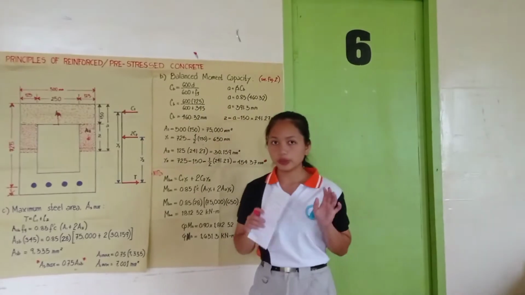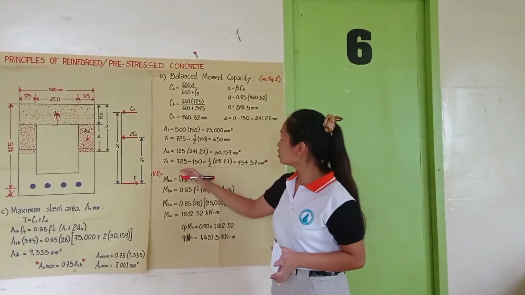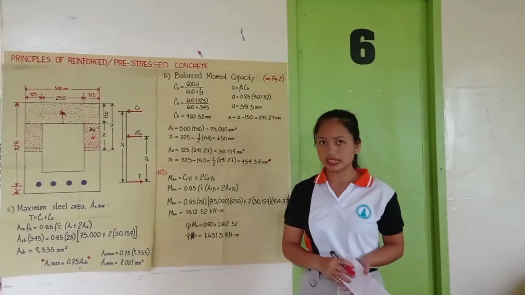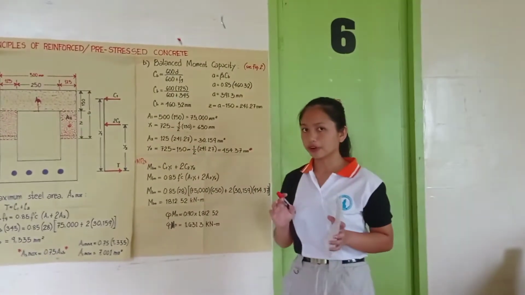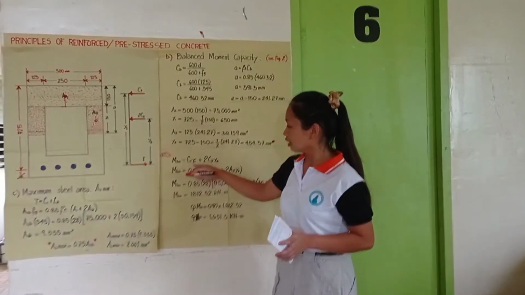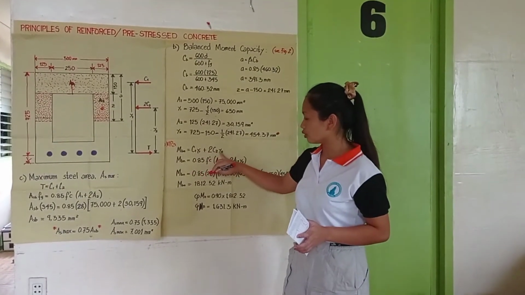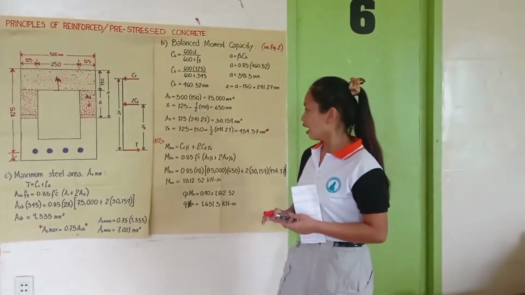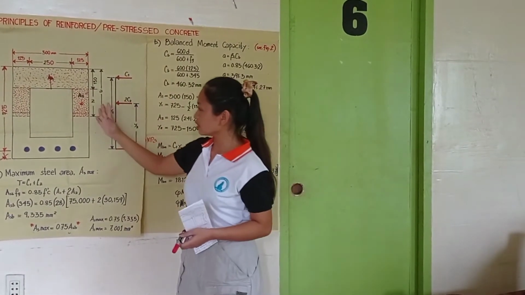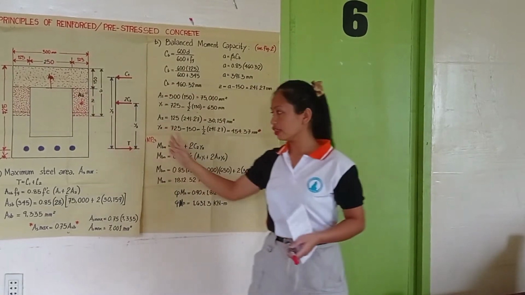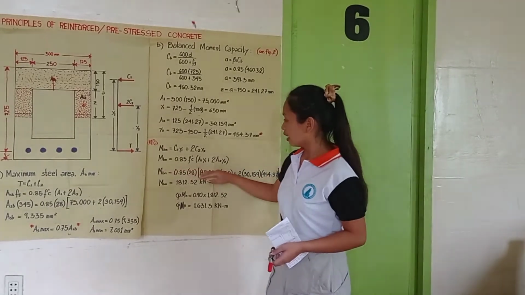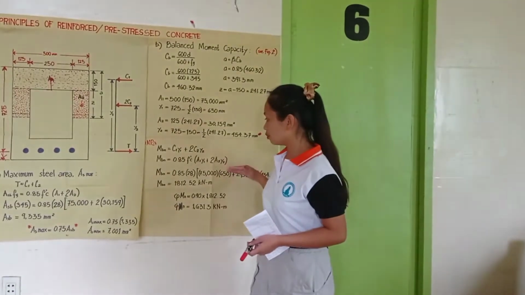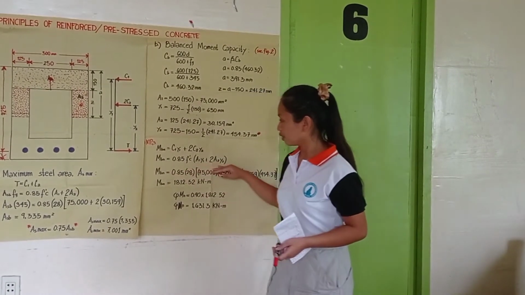So, we will now solve for our balance moment capacity, that is MBN. MBN is equal, through the formula, to C1 times Y1 plus 2C2 times Y2, because our Y2 here has two parts in this beam. So we have balance moment capacity. We have extracted the formula to this form.